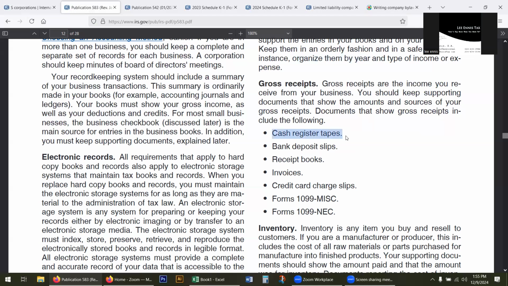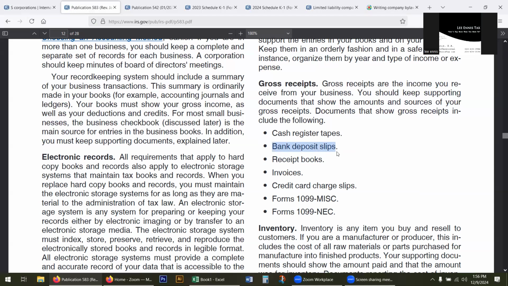Cash register tapes. Who has a cash register these days? But it is on the list. Bank deposit slips. This is if you are receiving cash and you deposit that cash into the bank, which is then going to give you a bank deposit slip. This is a very serious thing. I have met many people who get paid cash and spend cash and then put those cash payments on their tax return. Doesn't work that way.